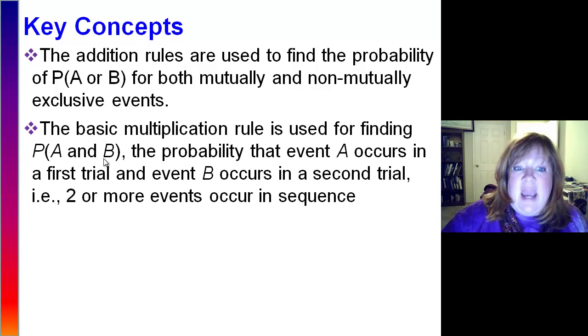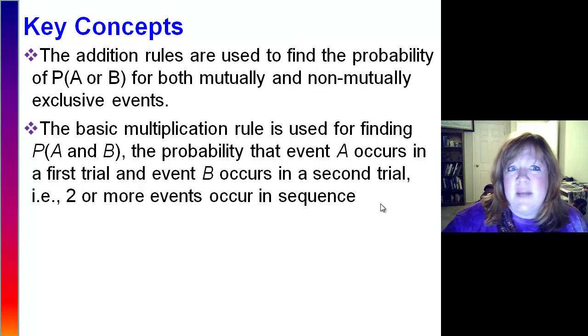P of A and B, that's when we're going to be using the multiplication rule. So the basic multiplication rule is used for finding the probability of A and B: the probability that event A occurs in the first trial, and the probability event B occurs in the second trial. Or you can think of it as two or more events that occur in sequence. We're going to be using the multiplication rule.